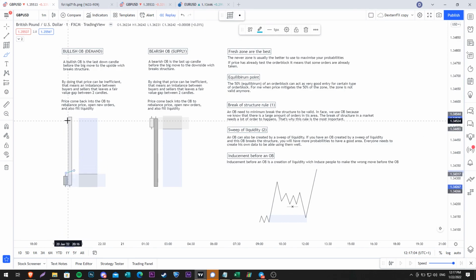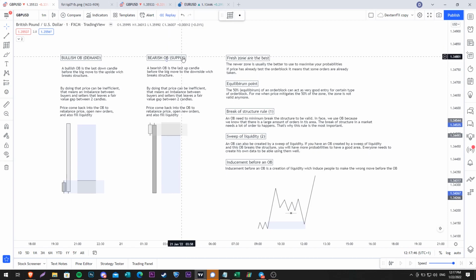And we don't have anything between these two candles. Okay, we don't have wicks, we don't have anything, it's just a full candle, and so we have all of this imbalance to fill, and in this imbalance we have a lot of liquidity and a lot of resting orders. So price comes back into the order block to rebalance the price, open new orders, and also fill liquidity. As I told you before, price will come back so that banks and financial institutions can take new orders and close their selling orders from there at break-even or with a small stop loss. And that's the same with the bearish order blocks. The bearish order block is the supply.